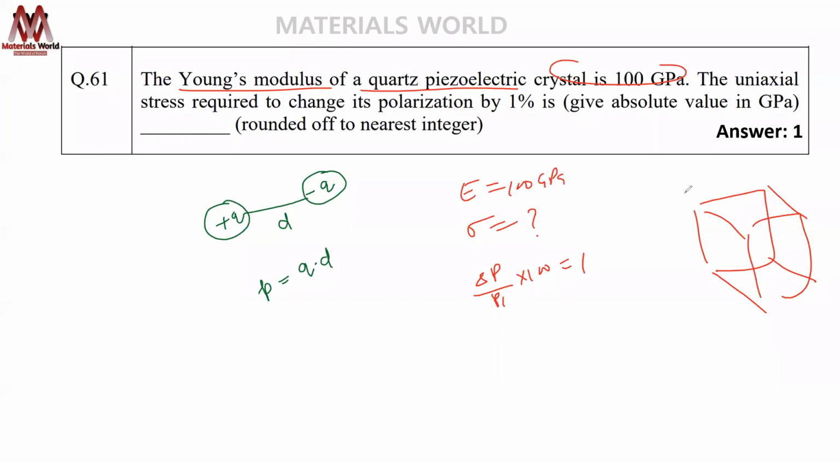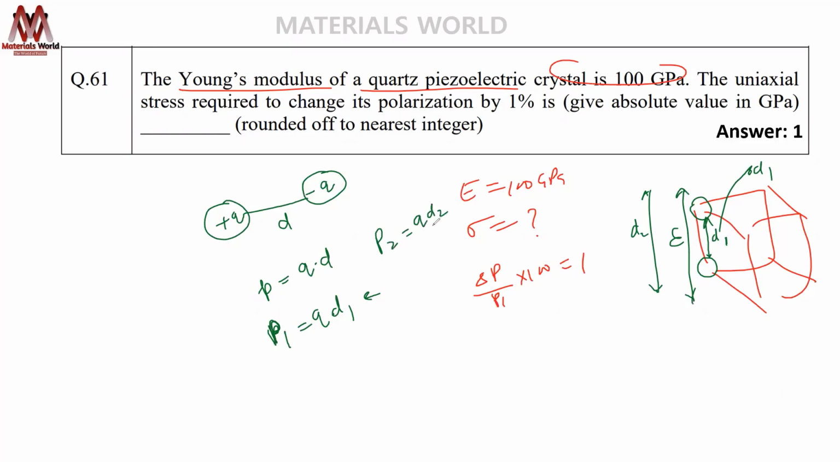So when you stretch it, you create a strain. That means, let's say this is plus Q minus Q. So you increase the distance from D to D1. Let's say it was D1 initially. After stretching, it becomes D2. So your polarization P1 is Q into D1, and P2 becomes Q into D2.